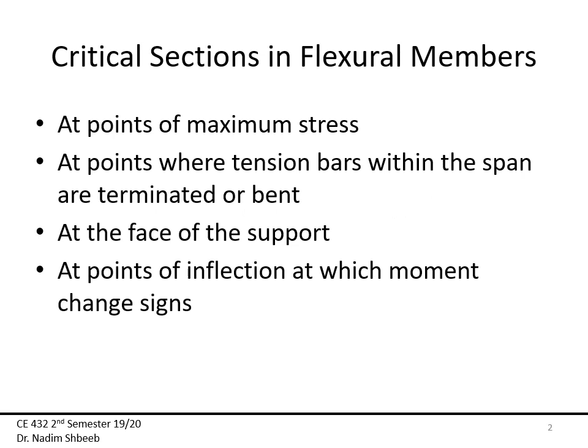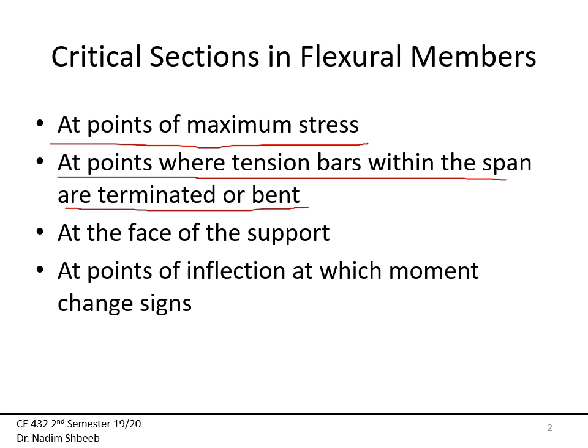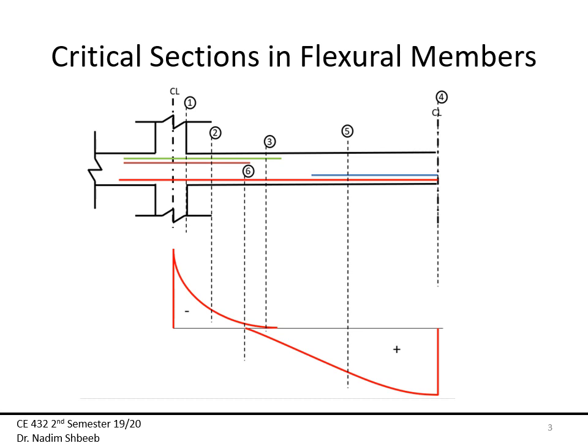So what are my critical sections? My critical sections are obviously the point of maximum stress, or say maximum moment, points where tension bars within the span are terminated or bent, again at locations where I do not require the additional reinforcement, the faces of the support, and points of inflection. By that I mean where the moment changes from positive to negative, which is technically a location of zero moment. So to do that, I'm going to start off with this drawing right here.